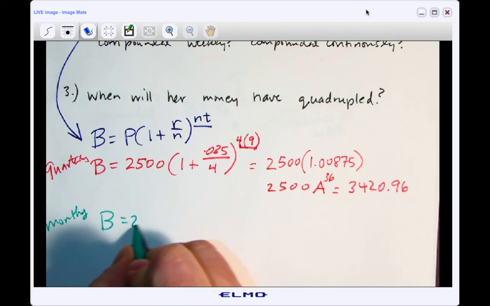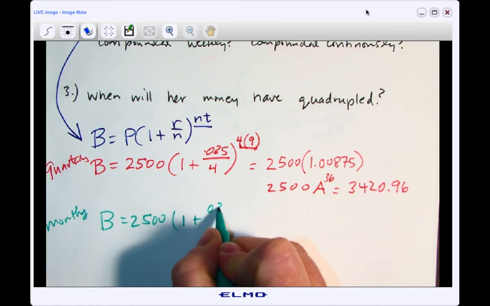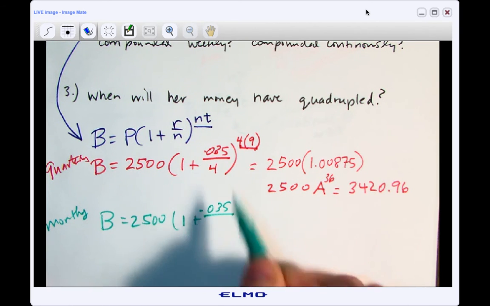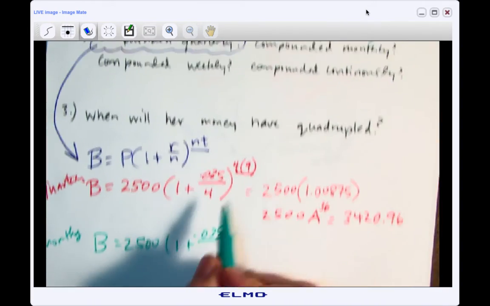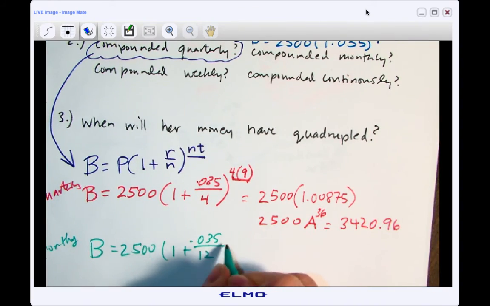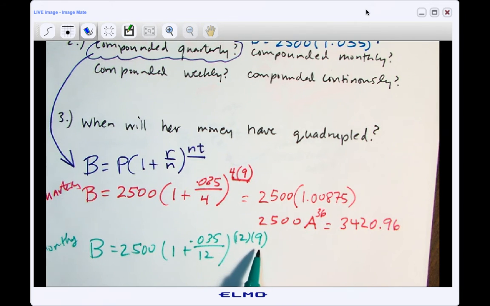So what's going to change? Not a whole lot. Everything else stays the same, except this number. Instead of 4, if we're doing it monthly, we're going to change it to a 12 because there's 12 months in the year. So now we're going to be adding interest not 4 times, but 12 times a year, for 9 years.